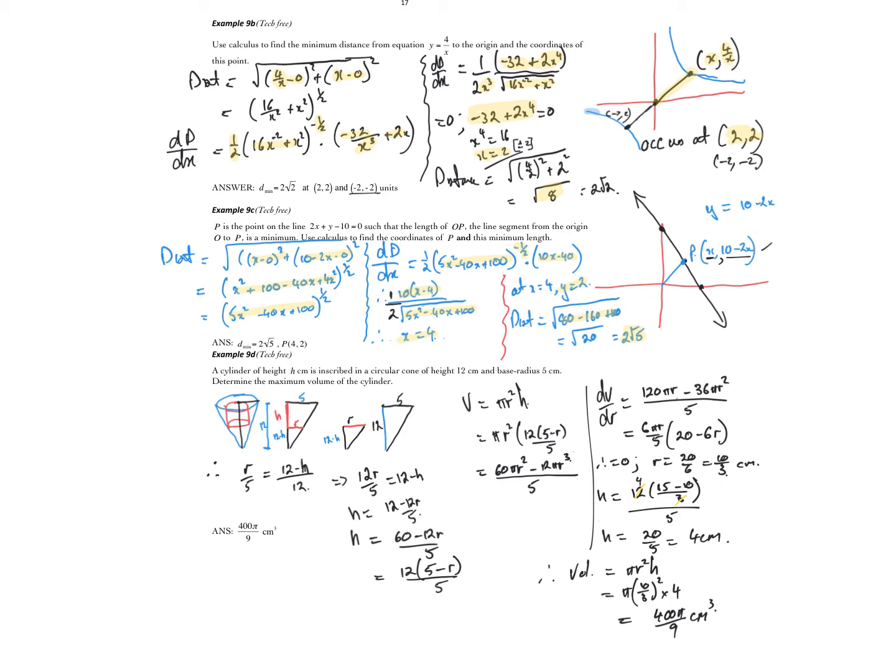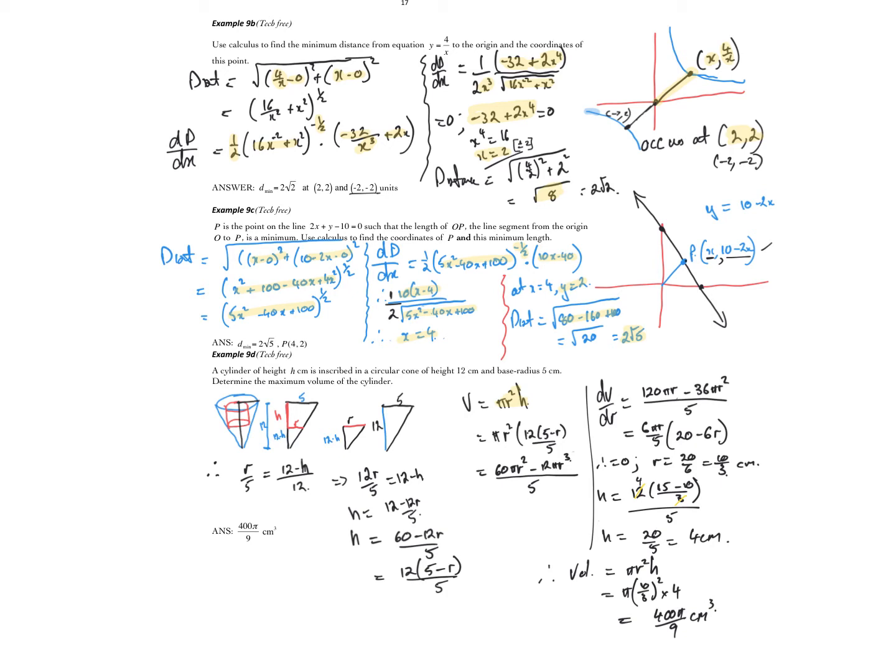So again, we want to get the maximum volume of the cylinder, yeah? So the volume of the cylinder is given by pi r squared h. So I've got two variables again. Okay, so how can I get a relationship between the two variables?